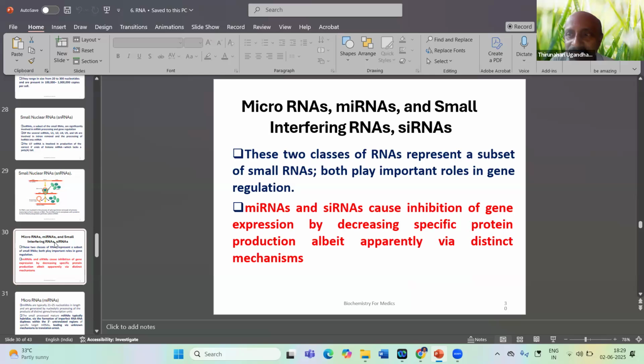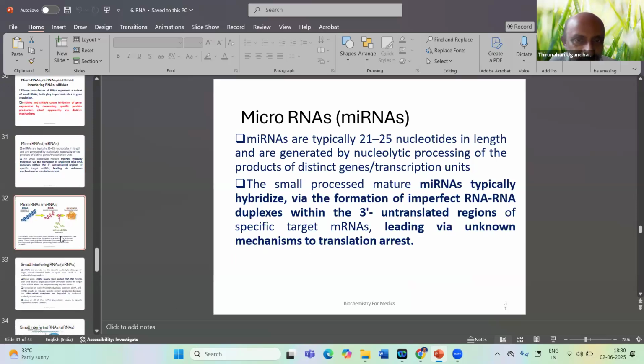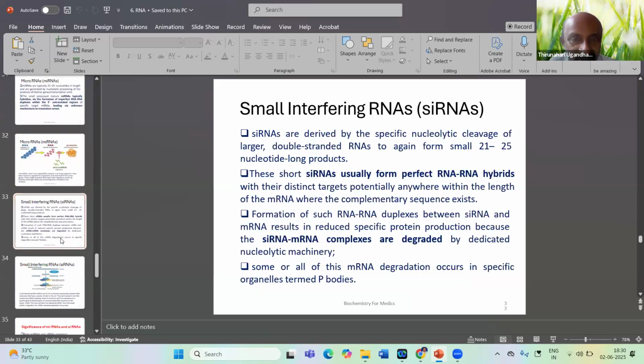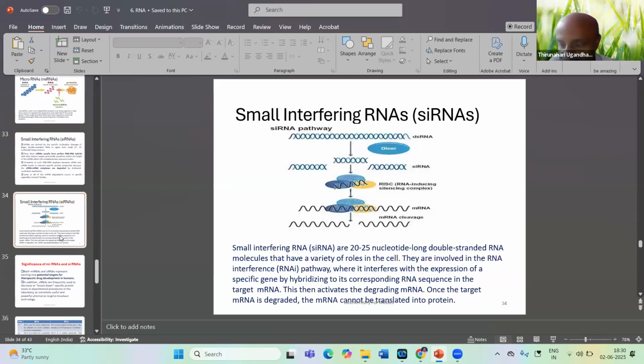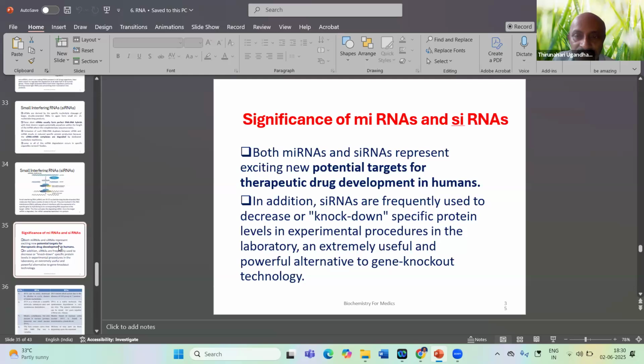Then microRNAs and small interfering RNAs, siRNAs, are additional parts of the RNAs. These two classes of RNAs represent a subset of small RNAs. Both play an important role in gene regulation. miRNA and siRNAs cause inhibition of gene expression by decreasing specific protein production. That is also a characteristic of microRNA. This is called microRNA. Then small interfering RNA, and here is also small interfering RNA. Then this is also the significance of the RNAs.